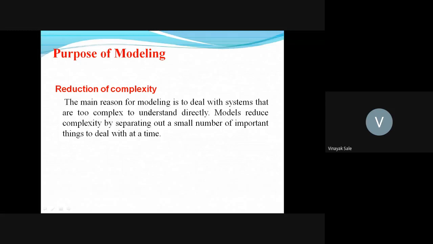That is a reduction of complexity. The main reason for modeling is to deal with systems that are too complex to understand directly. Models reduce the complexity by separating out a small number of important things to deal with at a time.